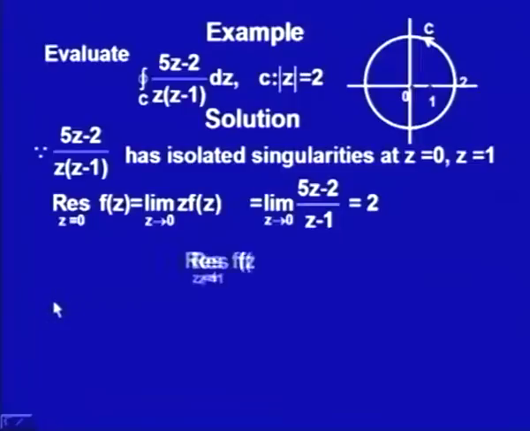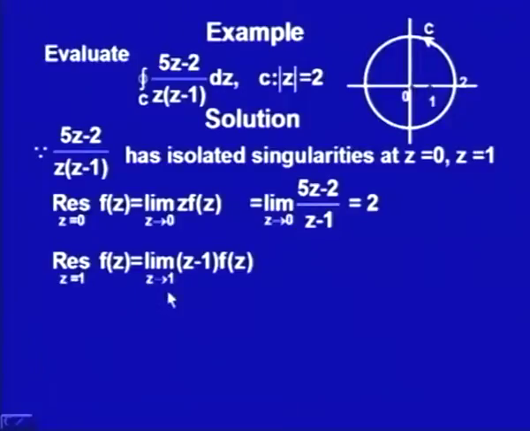Similarly, for the residue at z equal to 1, by the same definition it should be the limit as z approaches 1 of (z minus 1) into f of z. If I multiply f of z by (z minus 1), I get (5z minus 2) upon z. So we have to evaluate the limit as z approaches 1 of (5z minus 2) upon z. Again, simply evaluate at z equal to 1. The numerator is 3 and the denominator is 1, so we get 3. This is much simpler way to find the residue by this alternative method, because the poles are simple and the function is also a simpler one.